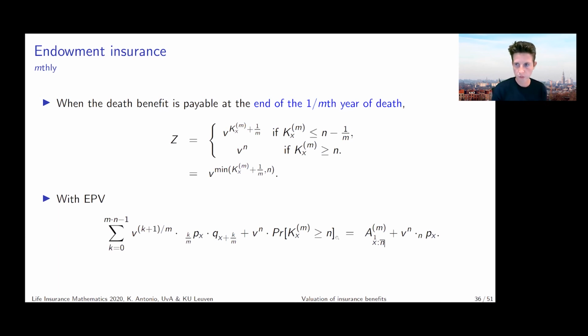Okay, so these were the different scenarios for the endowment insurance. What we keep in mind is that it combines a term insurance with a pure endowment. And the term insurance part can work in continuous time, in annual, discrete time periods, or in periods of 1/m of a year, right? And that determines how we put these valuation formulas together.